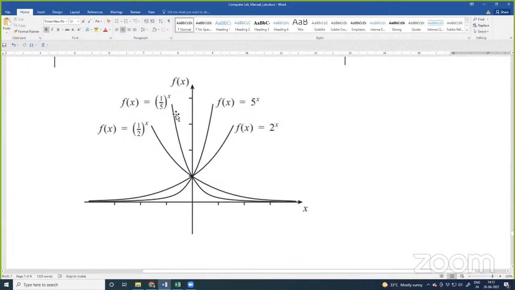Instead of that, if you take the reciprocal of that value, 1 over 2 to the power of x goes in reverse order, 1 over 5 to the power of x goes in reverse order, and all 4 lines meet at one point, one common junction. You can do that. Go for the x value.